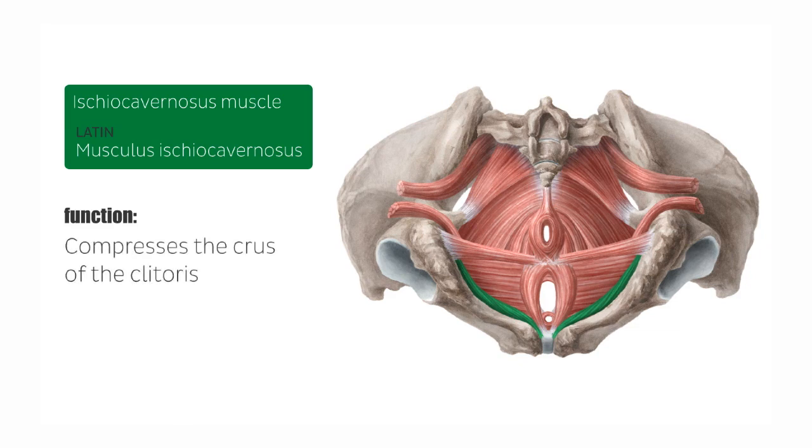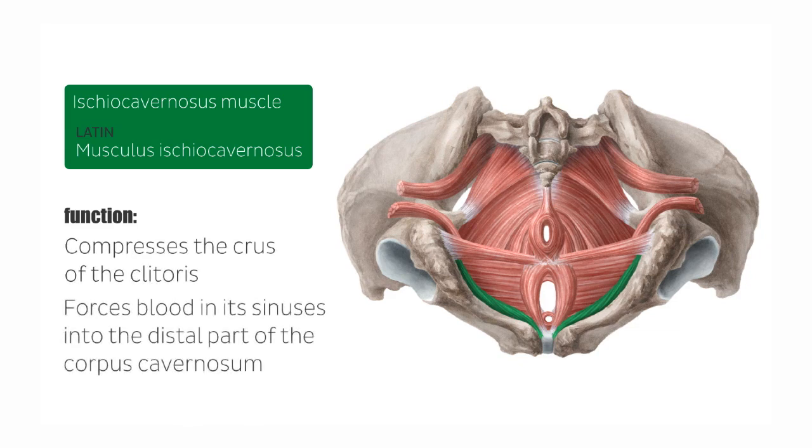When it comes to the different actions or functions associated with this muscle, it compresses the crus of the clitoris and also forces blood in its sinuses into the distal part of the corpus cavernosum. A bit of a fun fact: you have probably heard of Kegel exercises, which are also known as pelvic floor exercises, which can help tone the ischiocavernosus muscle.